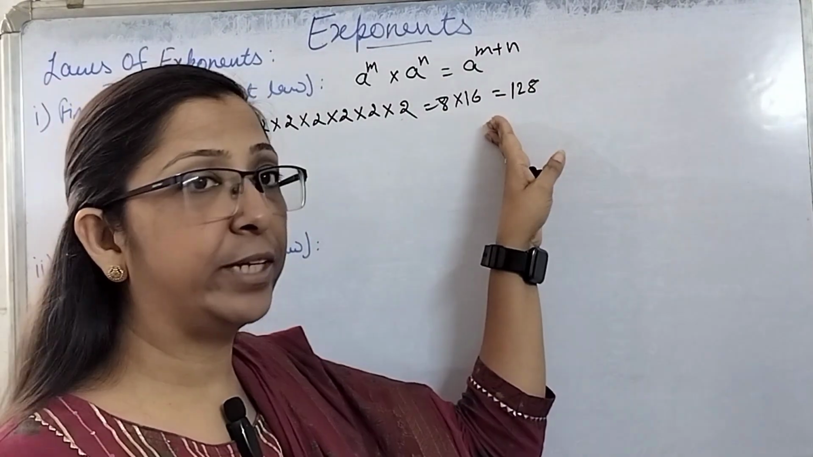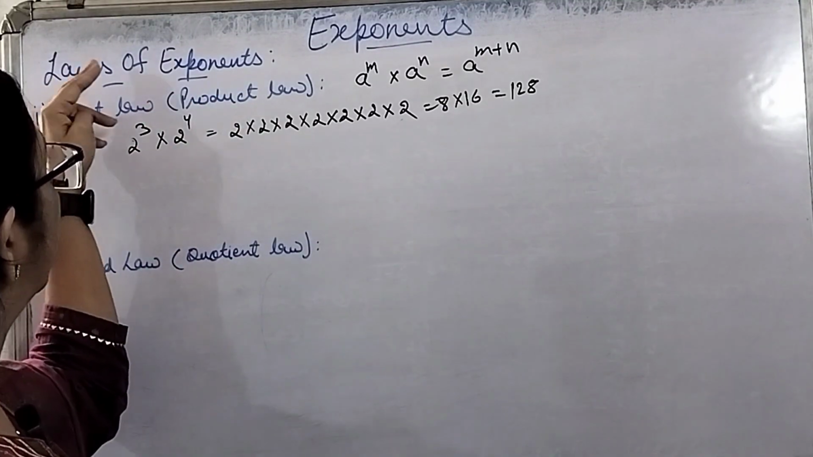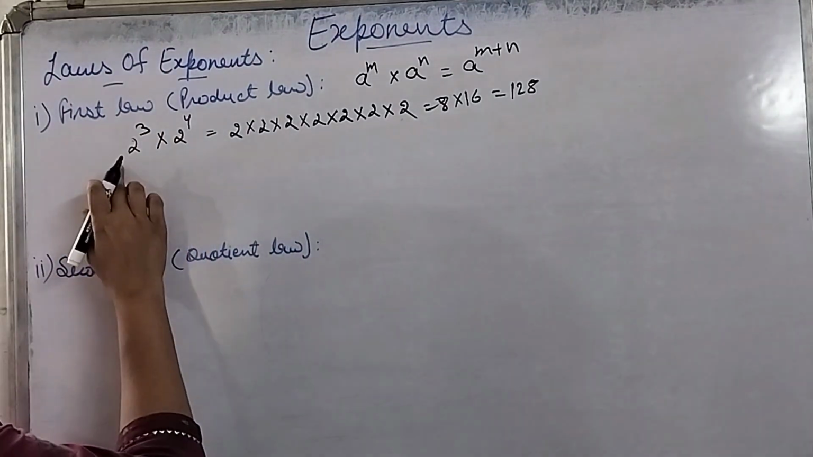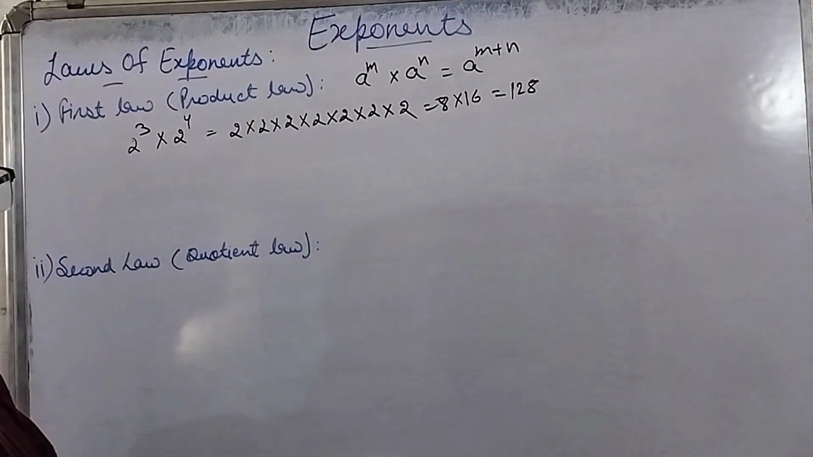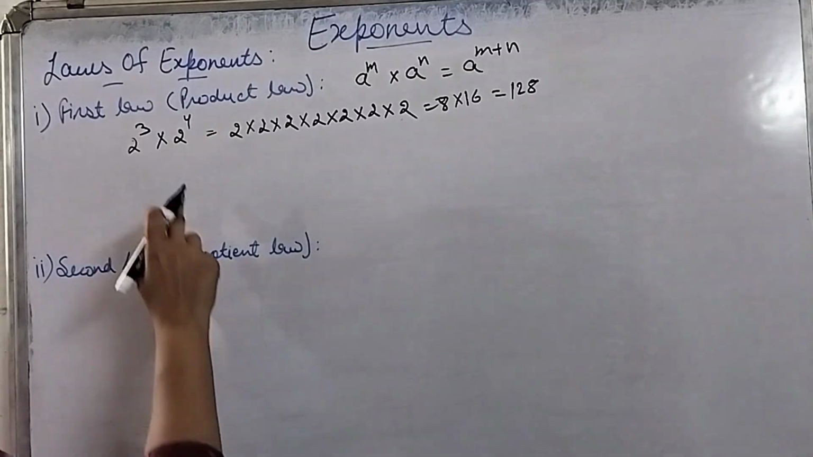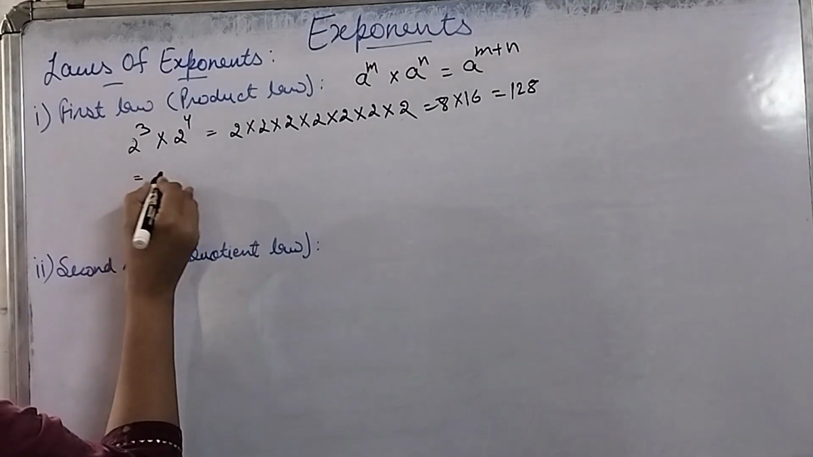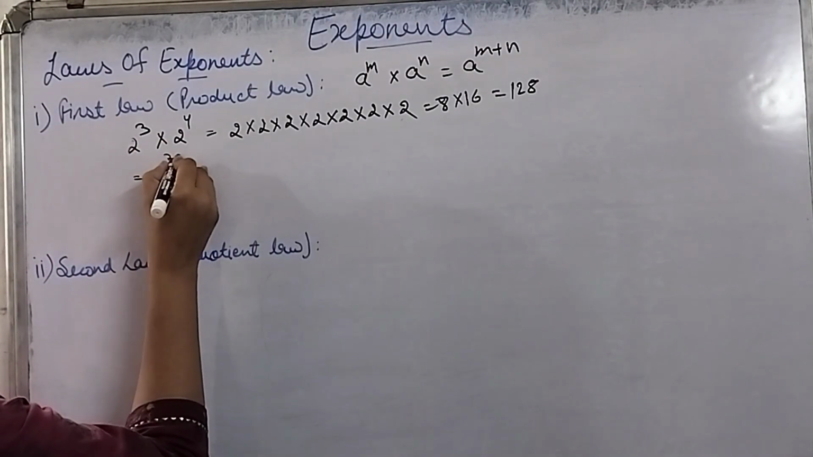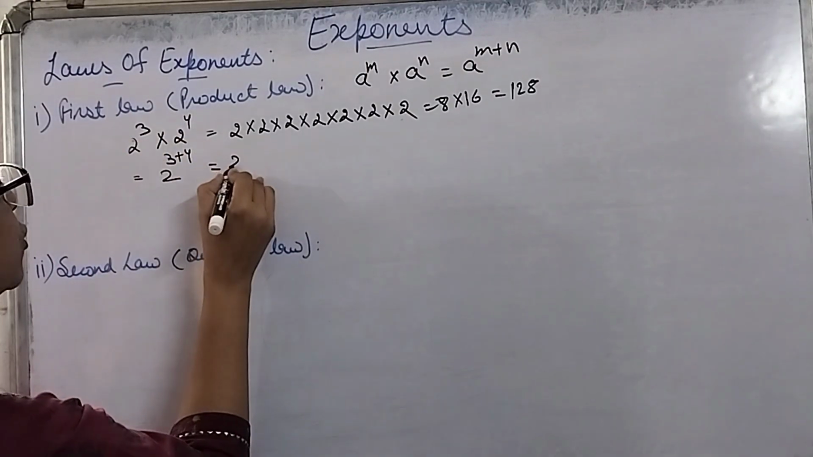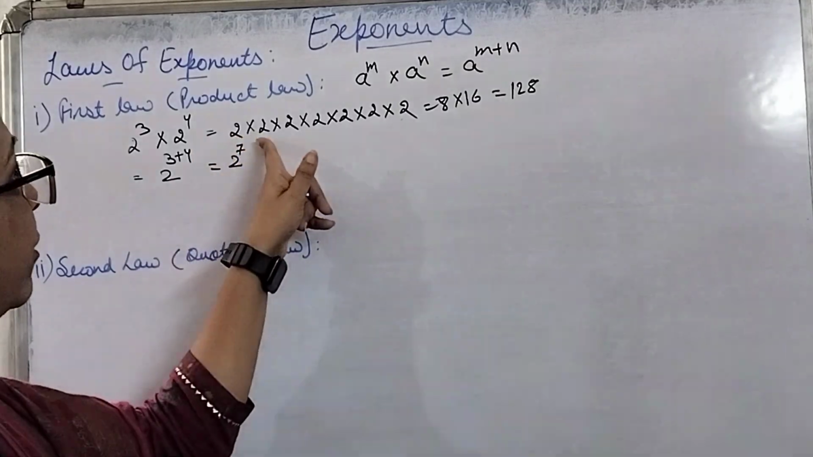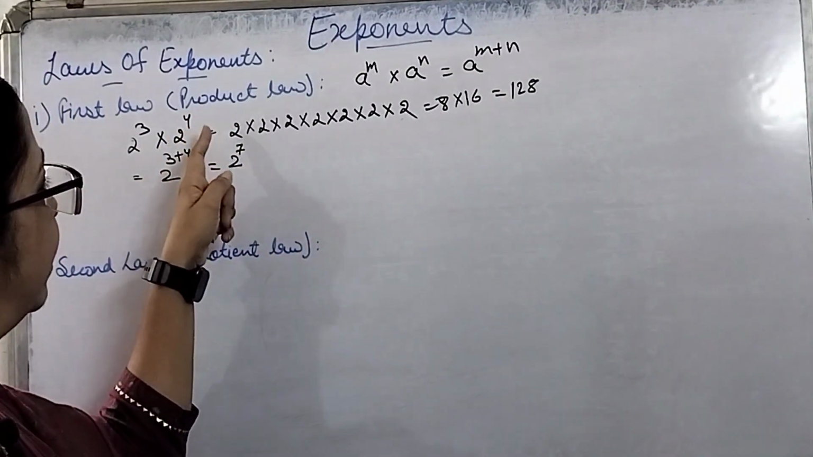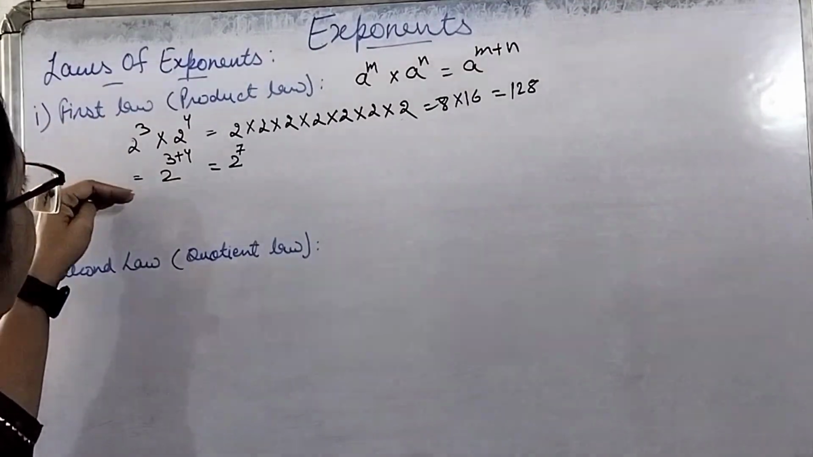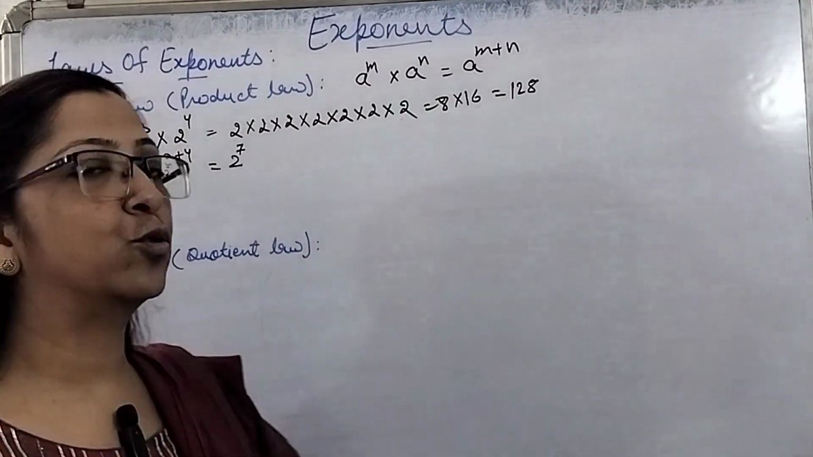Now, instead of this, according to the laws of exponents, we will be applying the first law of exponents. If there are two numbers in exponential form which have the same base and we have to multiply them, the product will keep the base the same and simply add the powers. That means 3 plus 4, so it can be written as 2 raised to the power 7. What we have done here is multiply 2 seven times: 1 2 3 4 5 6 7. So if we directly apply the formula, it will be easy to find the value.